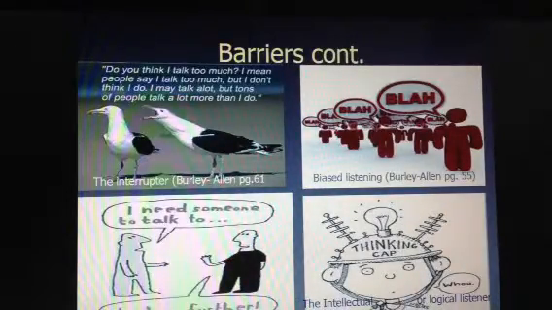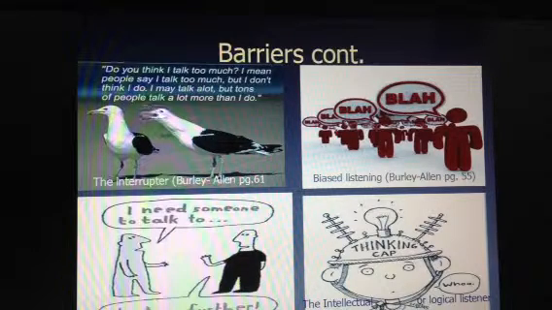Continuing with my barriers. I like to use pictures to explain some of the barriers that I experienced also. My first picture states, do you think I talk too much? I mean, people say I talk too much, but I don't think I do. I may talk a lot, but tons of people talk a lot more than I do. I put this as the interrupter. I feel that at times I am constantly trying to get in my 2 cents and describe what I am feeling and what I took from the conversation instead of letting a person fully get their thought out.